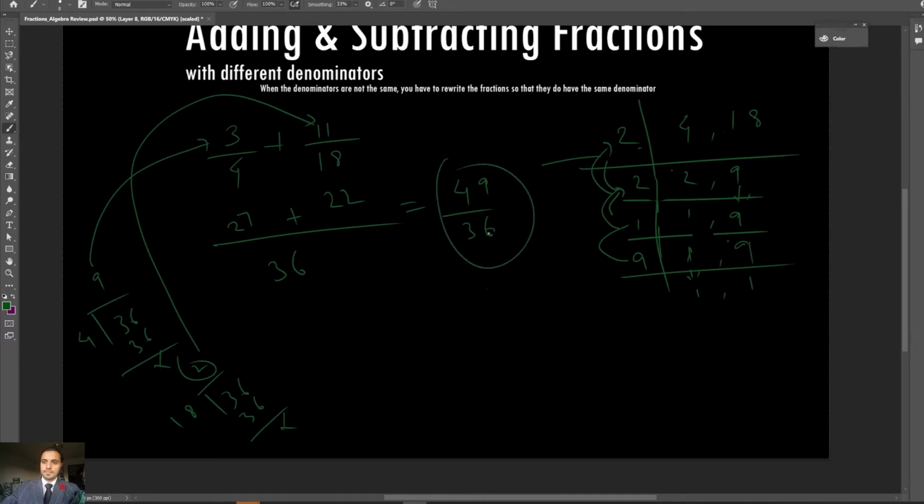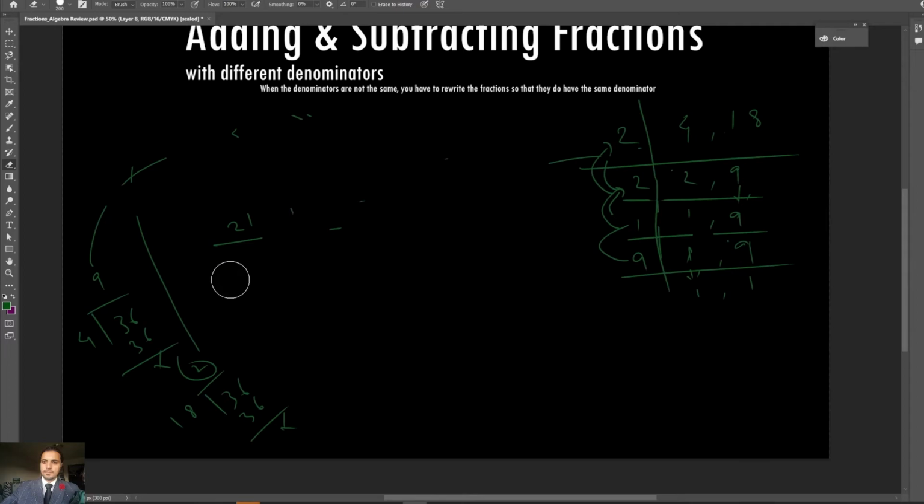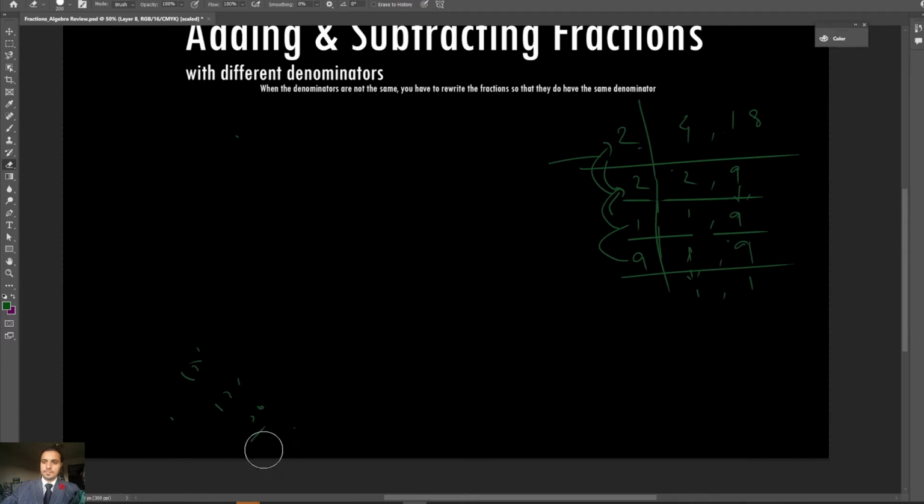Maybe we can still reduce it. Maybe we can't. Anyways, this is how we do addition and subtraction for numbers with different denominators. The first step is finding a common multiple, but making sure it's the least common multiple for both, okay? So we do that. Now let's do a couple more.